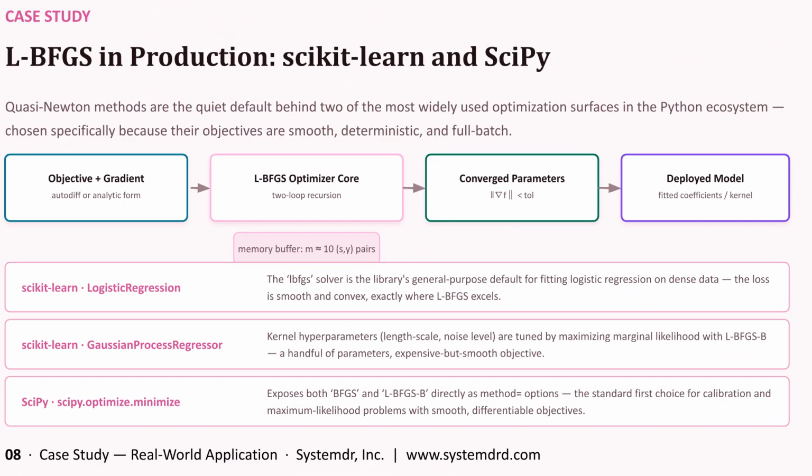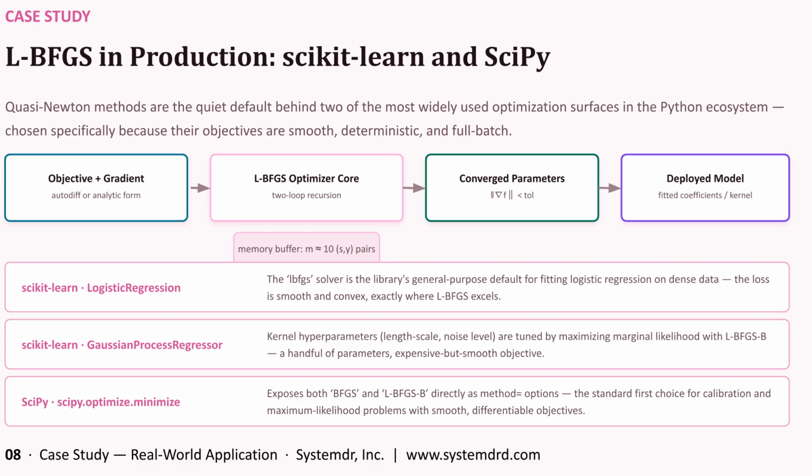This isn't just theory. Quasi-Newton methods are quietly running inside tools most of you have already used. In scikit-learn, Logistic Regression's LBFGS solver is the library's general-purpose default for dense data, because logistic loss is smooth and convex, exactly the conditions this method wants. Gaussian process regressor tunes kernel hyperparameters, length scale, noise level, usually just a handful of numbers, by maximizing marginal likelihood with L-BFGS-B. That's a textbook case. Few parameters, but each evaluation is expensive, so fast convergence really pays off.